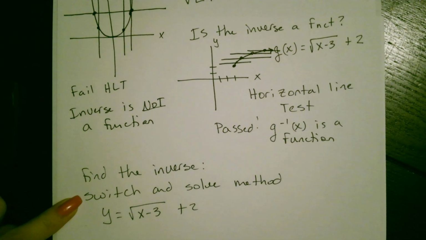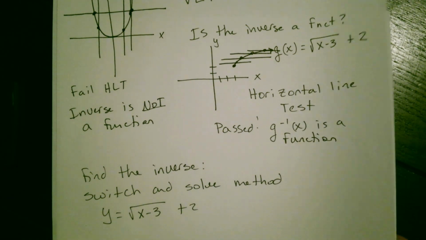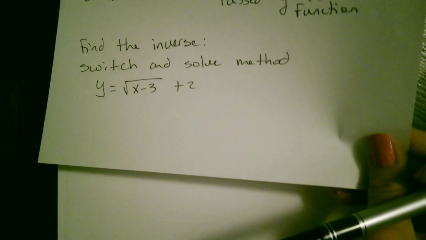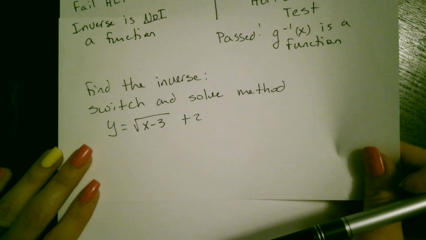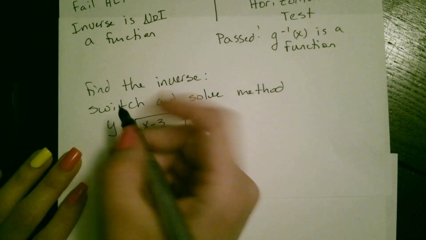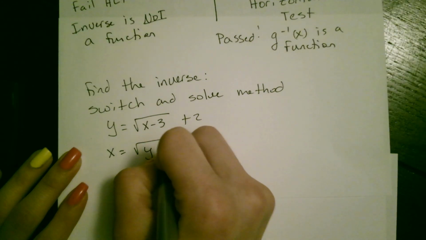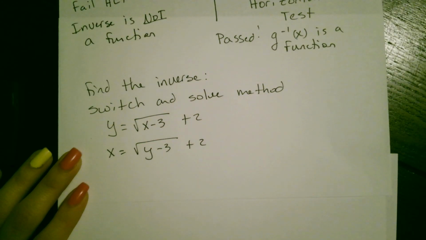And again, we are going to start by switching the x and y values. So everywhere there's an x, I'm going to put a y, and everywhere there's a y, I'm going to put an x. And then we will solve for y. So I have x equals the square root of y minus 3 plus 2. So I switched, and now I will solve.